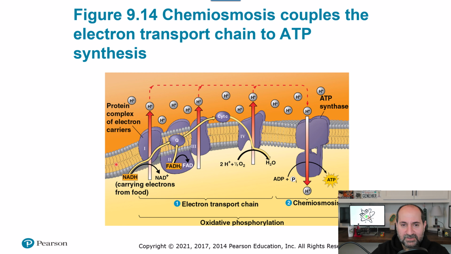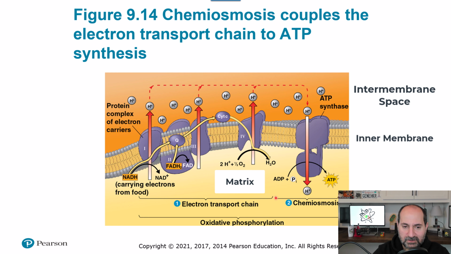So here is oxidative phosphorylation. This membrane here, recall this membrane represents the inner membrane of the mitochondria. That means this fluid out here, this space out here, this is the intermembrane space, the space between the two membranes. And then this space in here, this is the matrix of the mitochondria, recall.